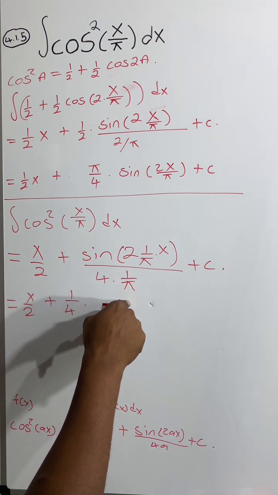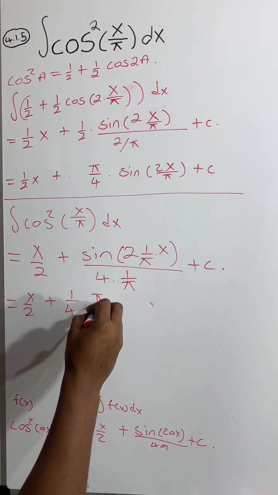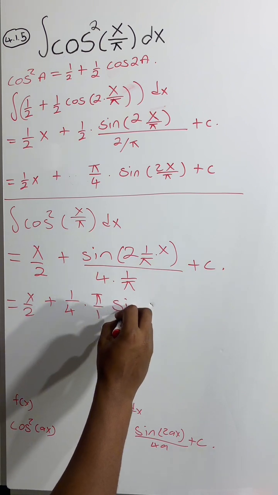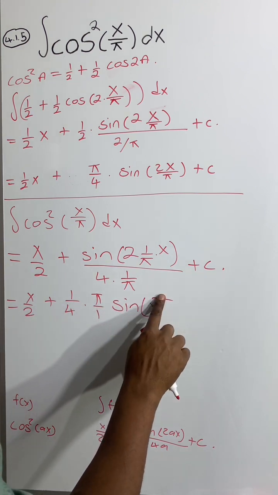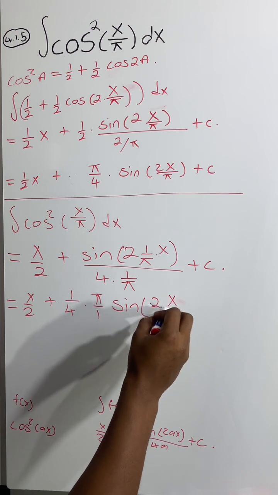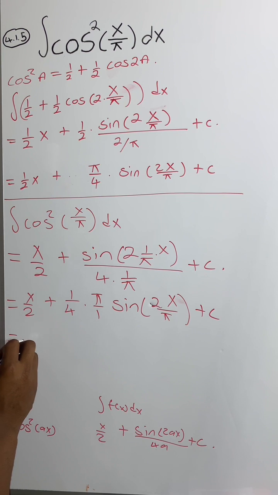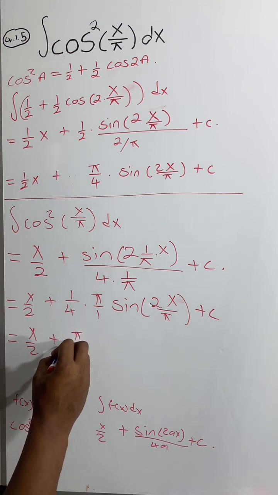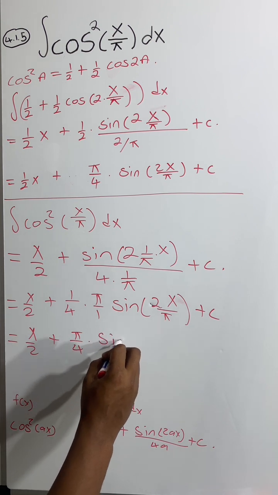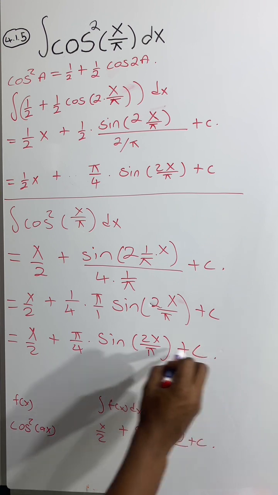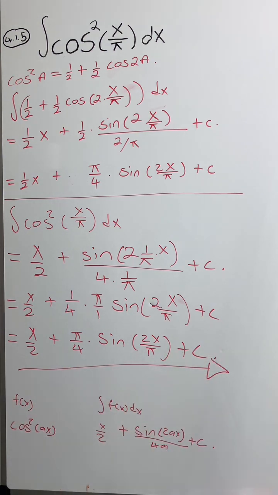So this 1 over pi can be expressed as pi over 1, sine of 2x over pi plus c, and this will be equal to x over 2 plus pi over 4 sine of 2x over pi plus c, and we have this as our answer for 4.1.5.